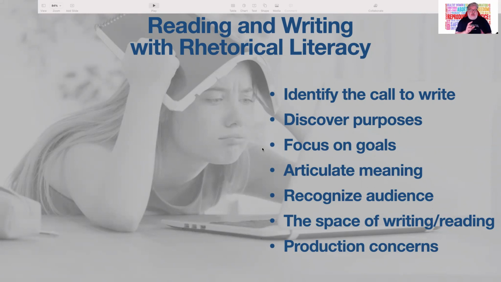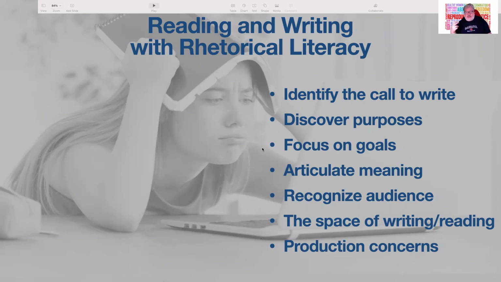And I'm going to come back to this list in just a second to talk about reading. What are your purposes for writing? The third thing you need to do is focus on your goals. Goals are different than purposes, so what are your goals in doing this writing? The fourth thing, articulate meaning. How are you going to bring out meaning in this moment? The fifth thing, recognize audience. Who is your audience? How do you need to speak to them?